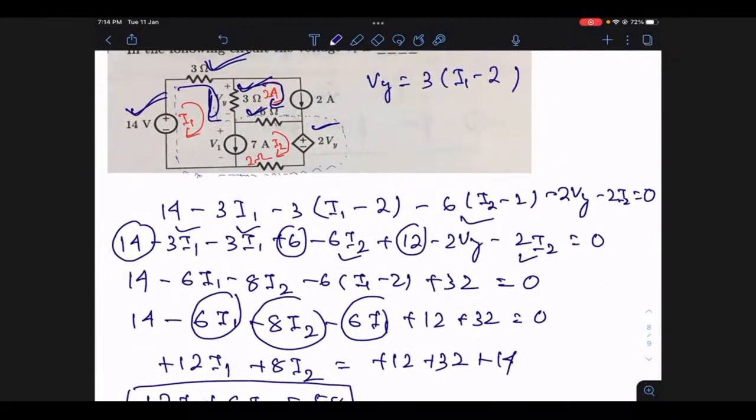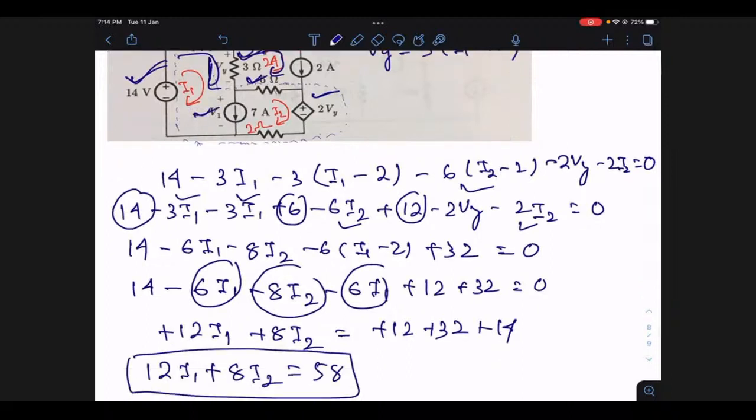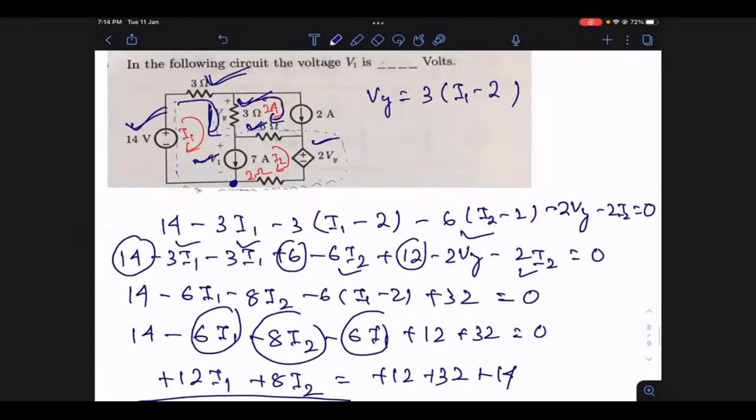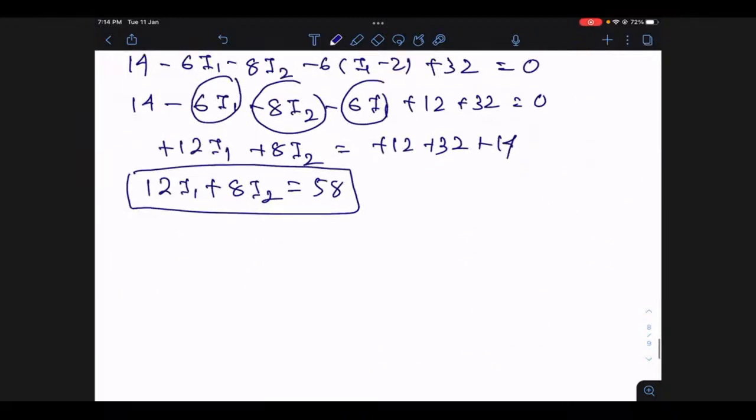What is the other equation we'll be getting? The other equation we'll get by correlating this particular current source. If you write the KCL at this particular node, what is the incoming current? The incoming current is 7 plus I2 and the outgoing current is I1. So 7 is incoming, this current I2 is also incoming, and this current is outgoing. So incoming current 7 plus I2 is equal to I1. So what do you get? I1 minus I2 is equal to 7. This is the second equation.